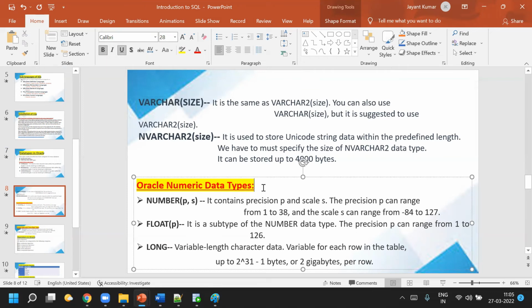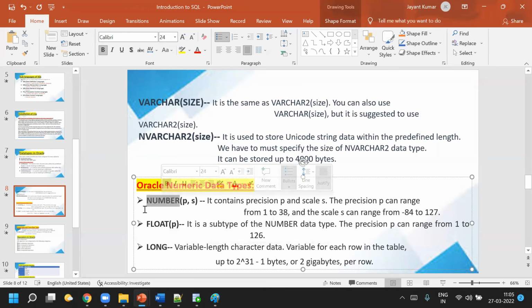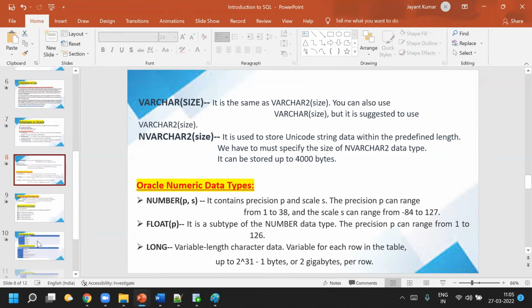The numeric data types are number, float, and long. Number stores all number-related values. It will have precision 1 to 38, and it can range from -84 to 127. Float has floating values, so decimal values. Long is used if you have big numbers, but we don't need that much. We mostly see number and varchar2.